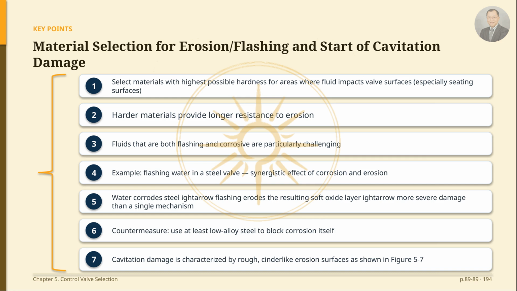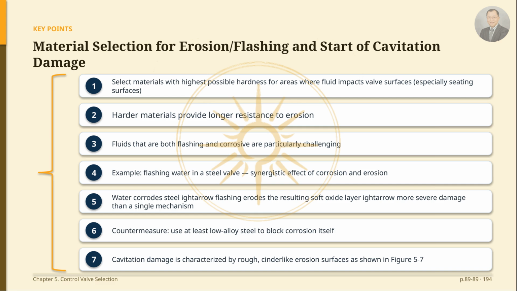Things become more complicated when the fluid causes both flashing and corrosion. A prime example is flashing water in a steel valve. The water causes corrosion of the steel, and the flashing then erodes the resulting soft oxide layer. When these two combine, the damage is much more severe than if either corrosion or erosion acted alone. The solution in this case is to prevent the corrosion itself by selecting, at a minimum, a low-alloy steel.